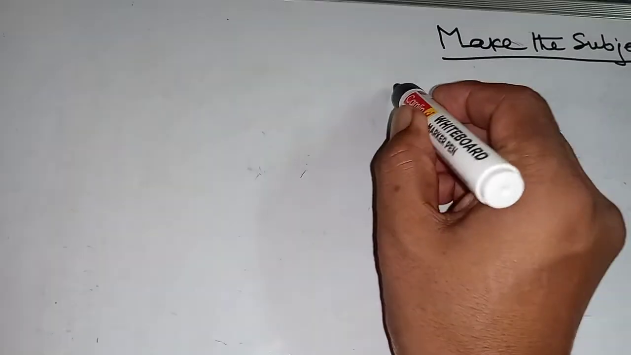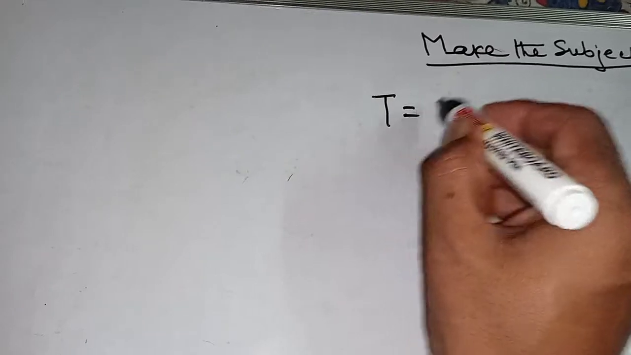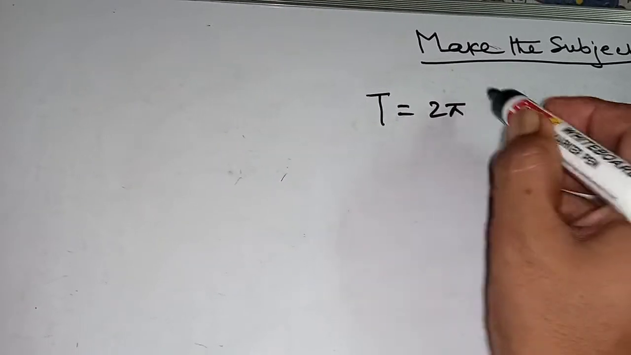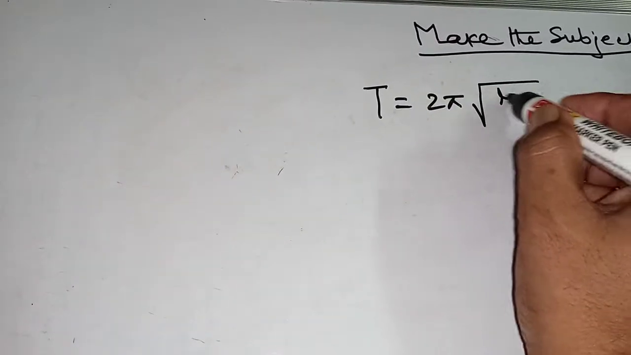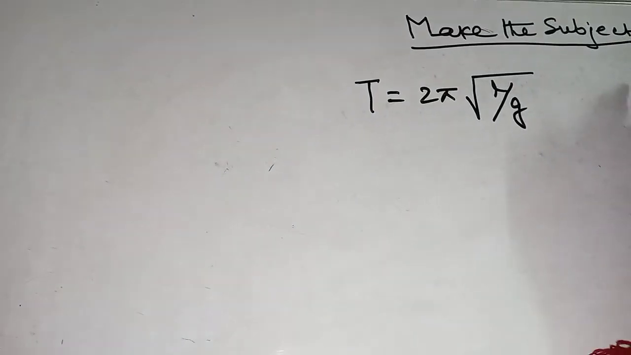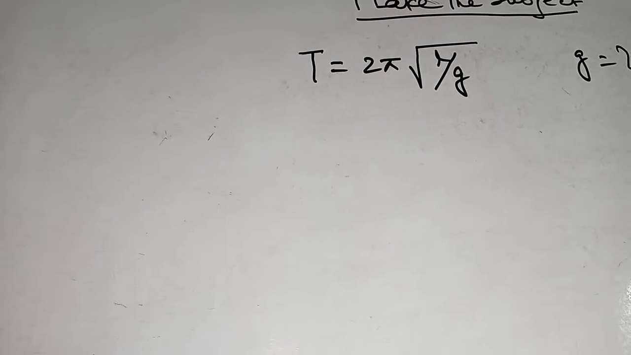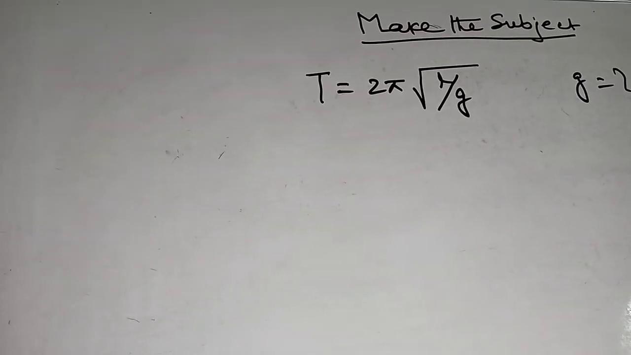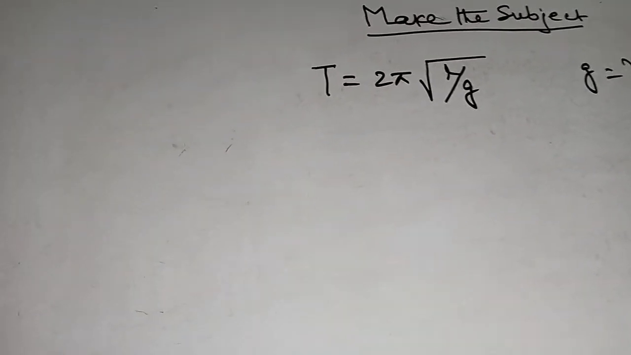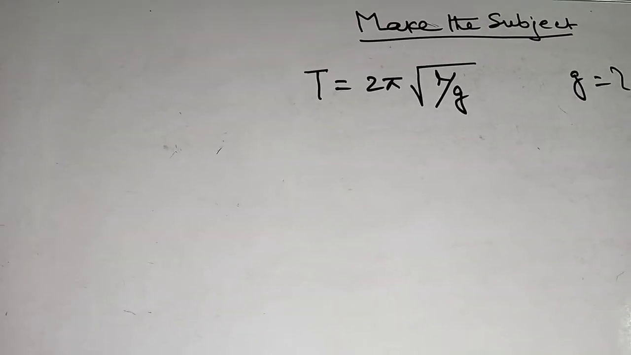Given T equal to 2 pi root over L by G, make G the subject. T equal to 2 pi root over L by G, make the subject G.